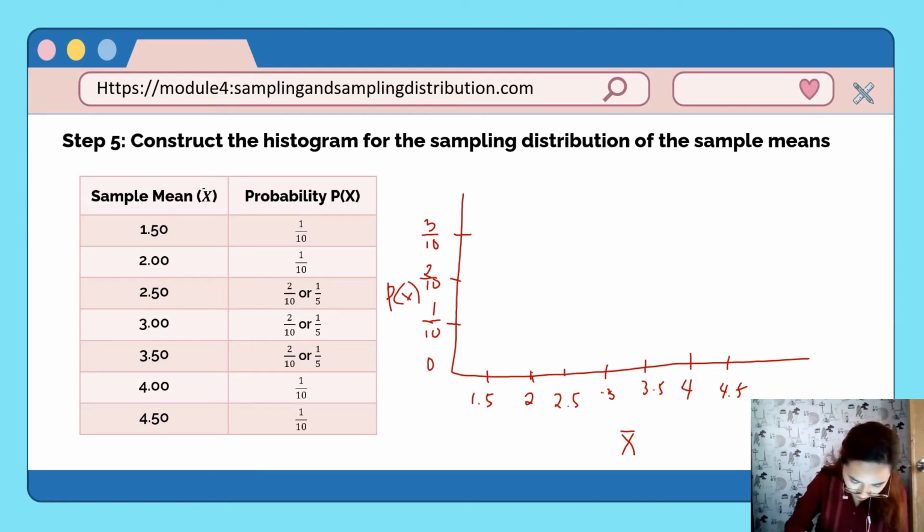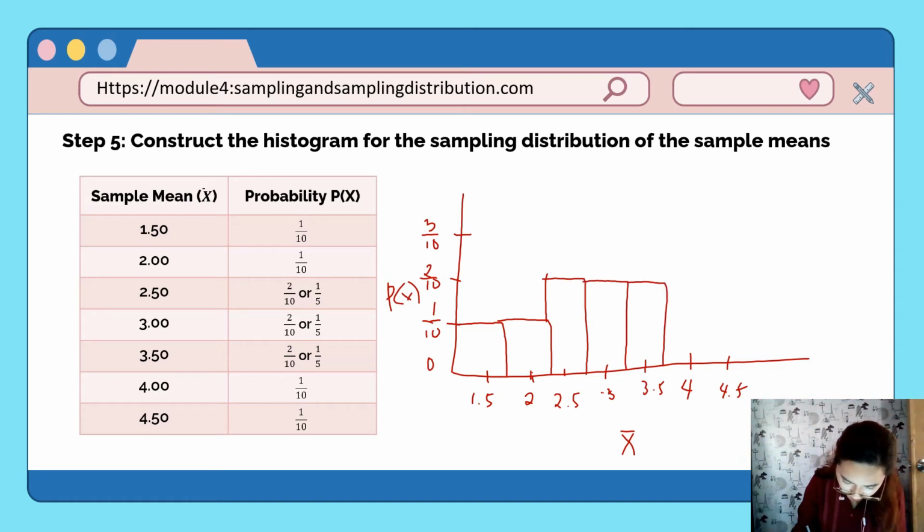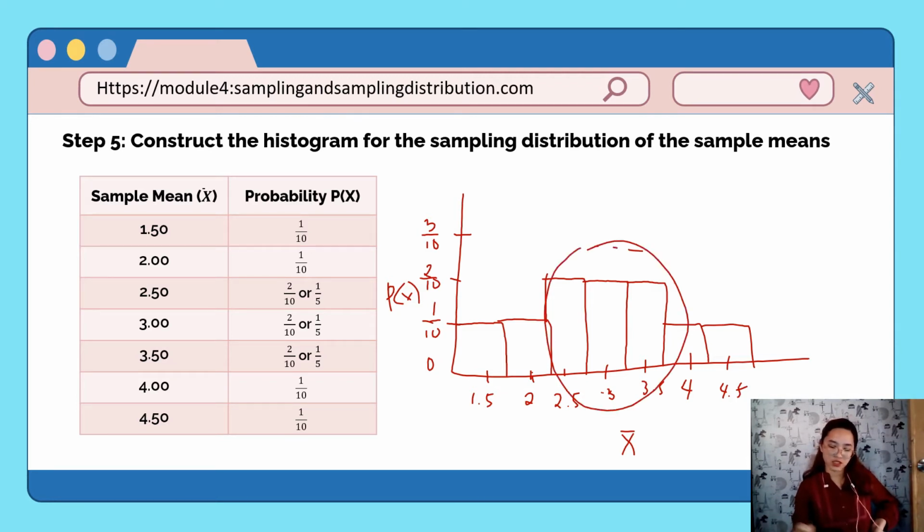So, the 1.5 is 1 over 10. The 2 is 1 over 10 also. The 2.5 is 2 over 10 already. The 3 is 2 over 10 also. They are the same until 3.5. Then the 4 is 1 over 10. That's how you make a histogram. 4.5. So, that's it. It still looks like a normal curve, where our mean, our highest peak, is right there.